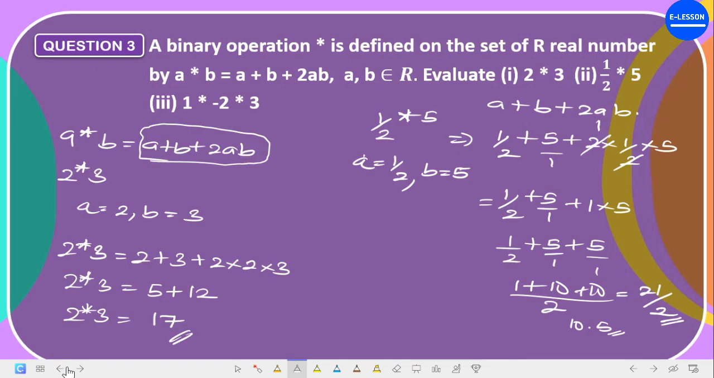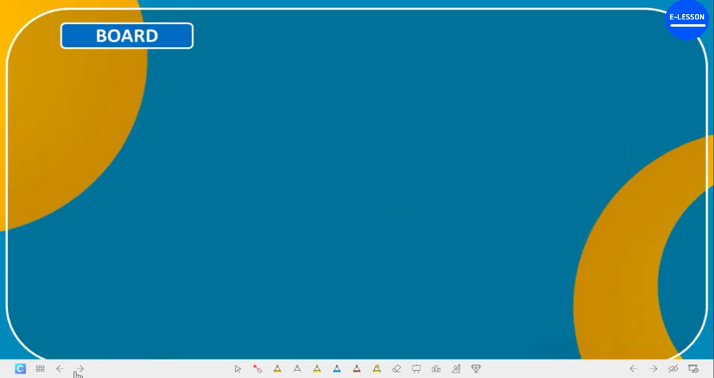Now you can decide to take it two ways. 1 asterisk minus 2 first, and then whatever you get asterisk 3. Now what is the operation given to you? If you have a asterisk b, what is it going to give to you? A plus b plus 2ab.